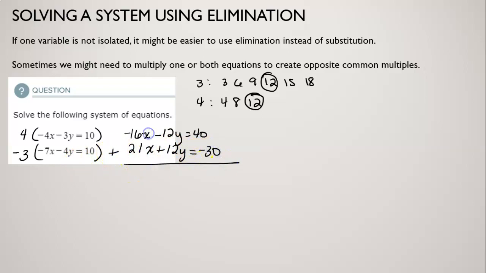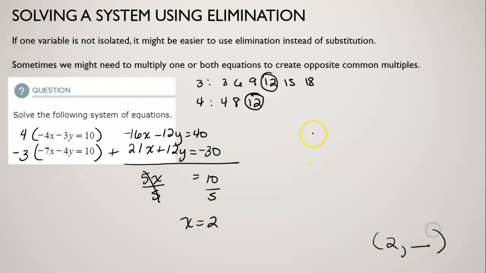So now we're adding down the columns. Negative 16 and 21 is 5x, and 40 and negative 30 make 10. We're going to divide both sides by 5, and so x equals 2. Don't forget that our solution should be 2 comma something.